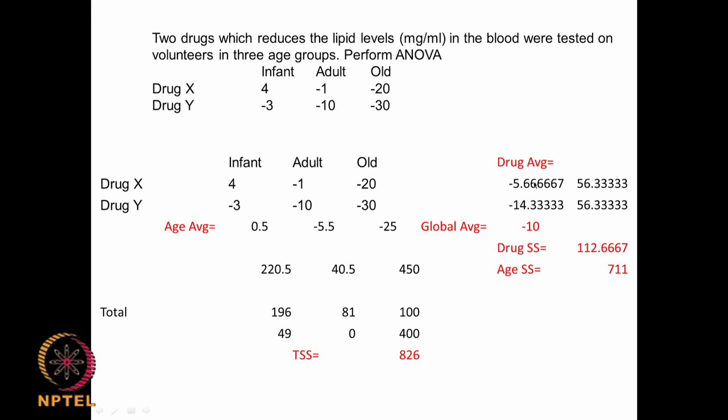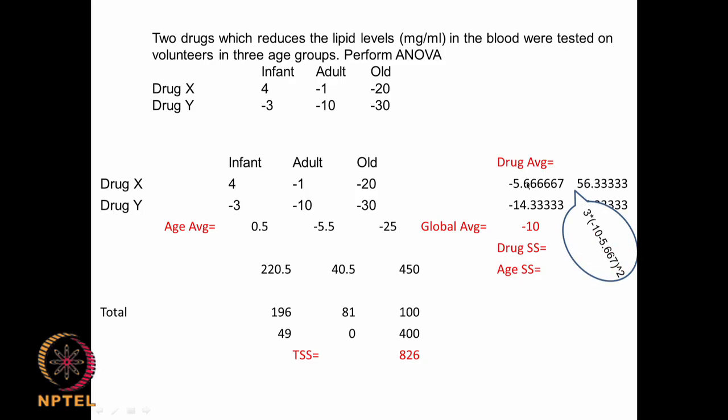Now how do you calculate the drug sum of squares? You take this age sum of squares, you all know. So you have the age average minus 10 squared, multiplied by 2, because there are only 2 for this. Then add it up. So you understand 0.5 this, minus 10 minus 5, that is 10.5 squared, multiplied by 2. So all these sums of squares, we add up everything, and this will give you the age sum of squares. Okay, let me again show it to you.